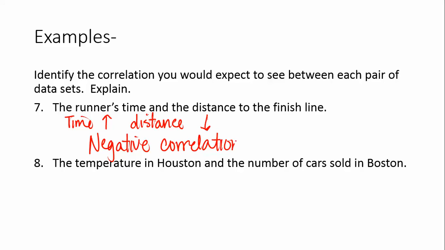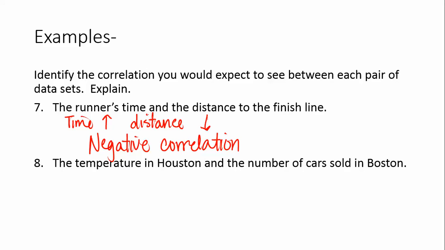And sure, you could argue some silly things like maybe they're running in the wrong direction, but typically we're not doing those crazy what-if cases. So the runner starts the race, the longer they run, the closer they get to the finish line, so their time is going up, their distance is going down.